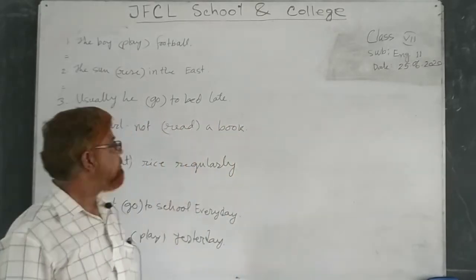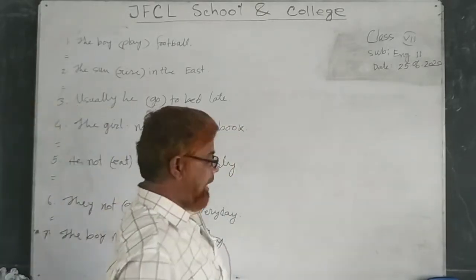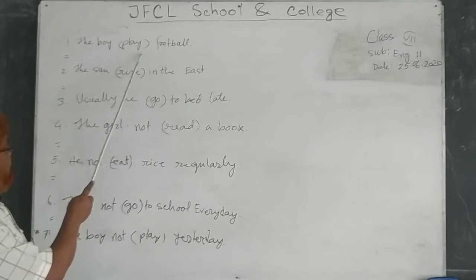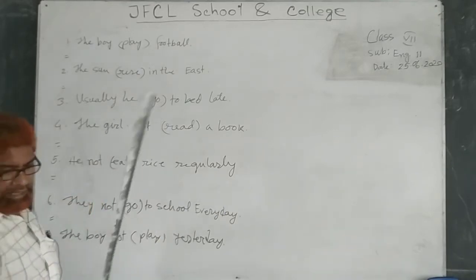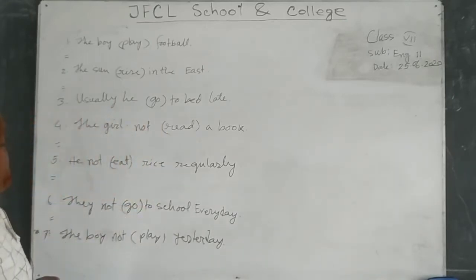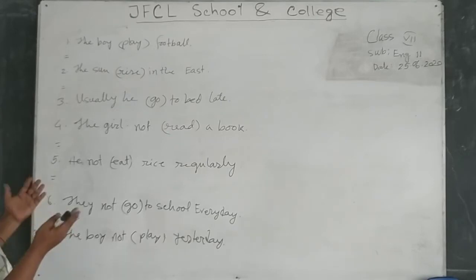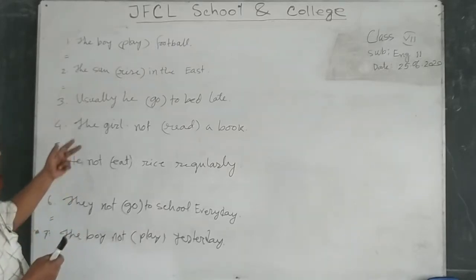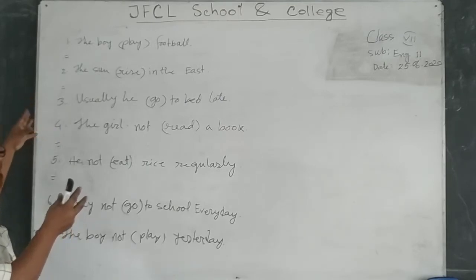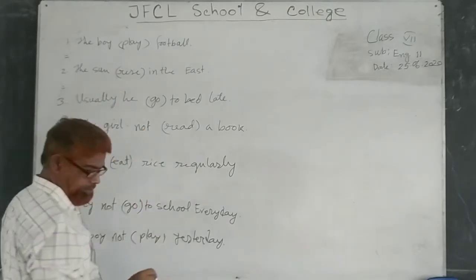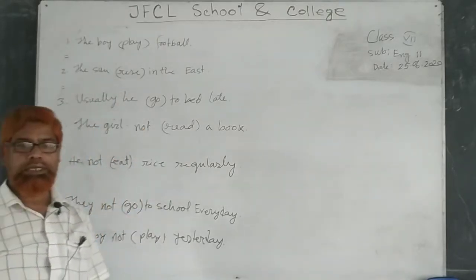First sentence: the boy play football. The boy play football. In the bracket you can see play. First we find out the verb and the tense of the sentence, and then we will solve the sentence. Now, the boy play football. This is present indefinite tense.